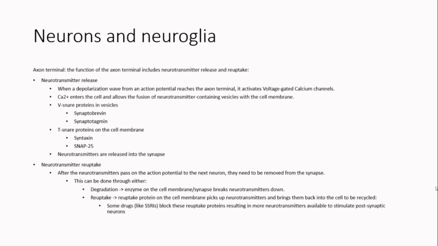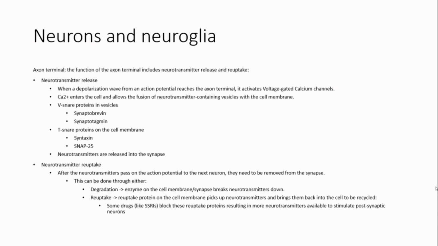The v-SNARE proteins are synaptobrevin and synaptotagmin. The t-SNARE proteins are syntaxin and SNAP25. And when the calcium facilitates this fusion, this will lead to neurotransmitter release into the synaptic cleft via a process called exocytosis. Then we have neurotransmitter reuptake. That's another function of the axon terminal.